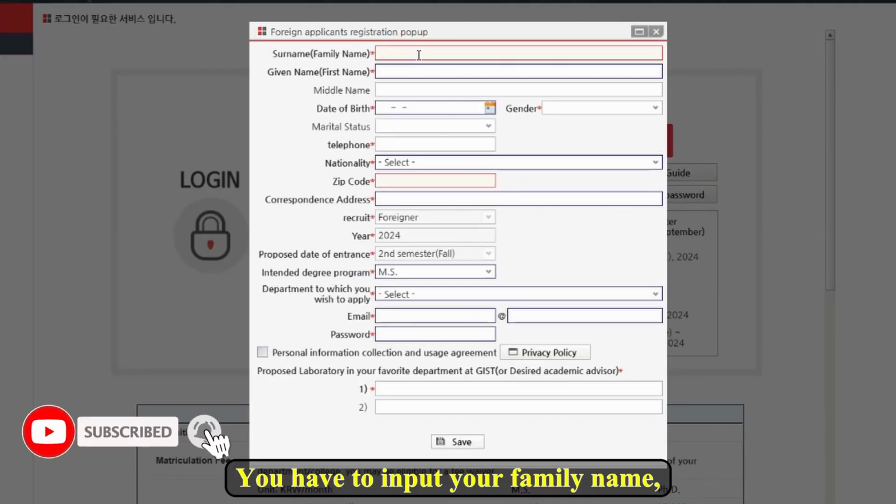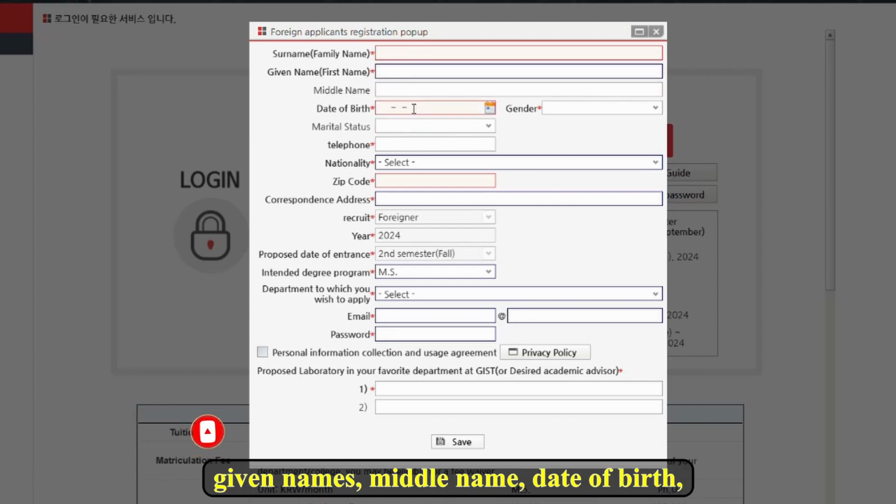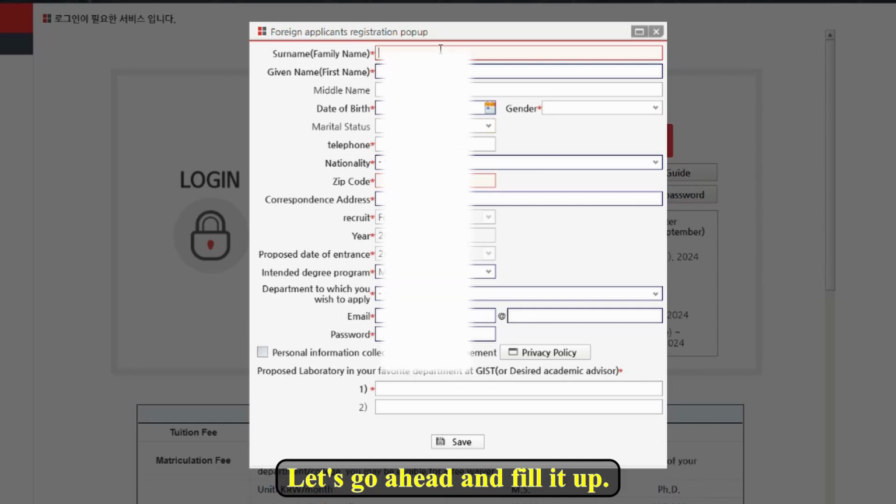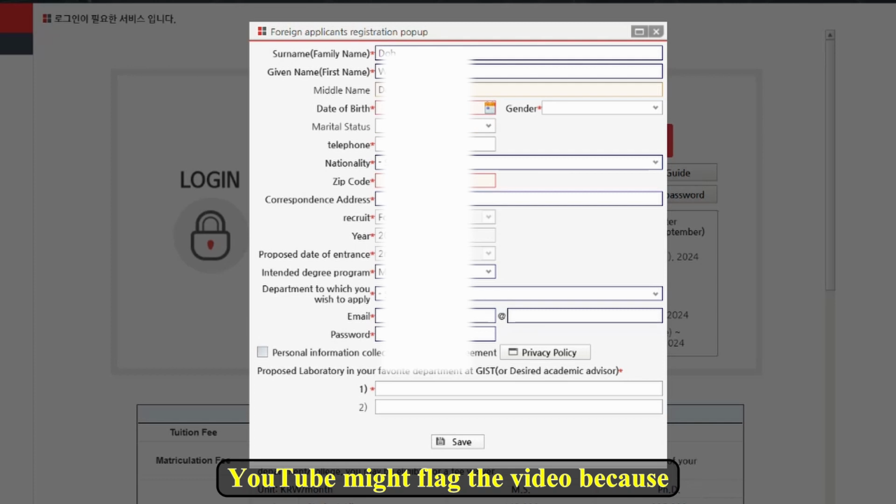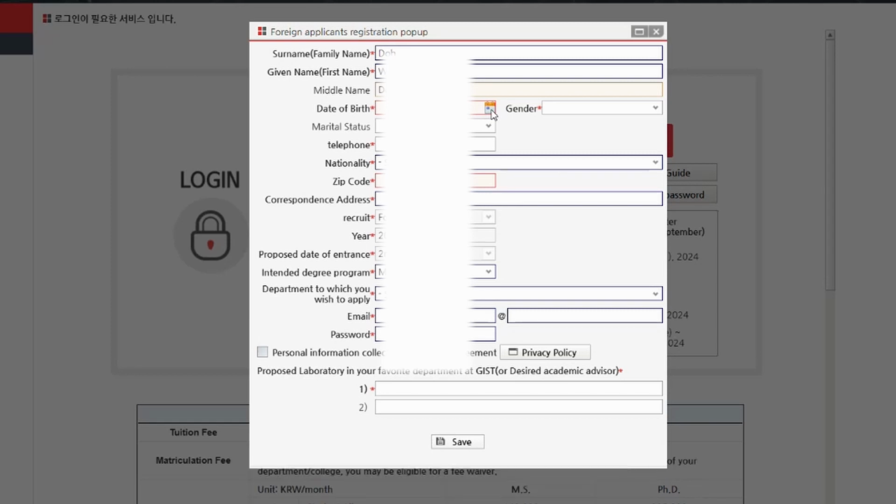Here you have to input your family name, given names, middle name, date of birth, gender, marital status. For family name, let's go ahead and fill it up. It is important to note that I will blur some of this information because YouTube might flag the video, because it will be like I am breaching the policy of private information. So you might not be able to see what I'm typing.